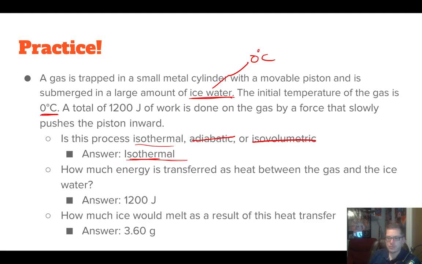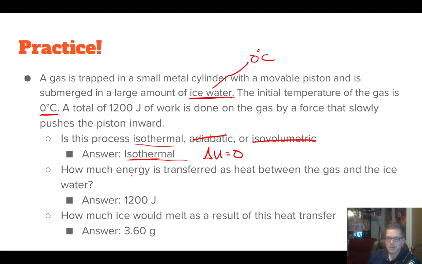Now, one thing to keep track of, remember, in isothermal, this means that your work is equal to 0, all right? No, not your work, your delta U. I'm so sorry. I was like, that doesn't sound right at all. It's because it's not right at all. So we cross out adiabatic. So this means your delta U is equal to 0.